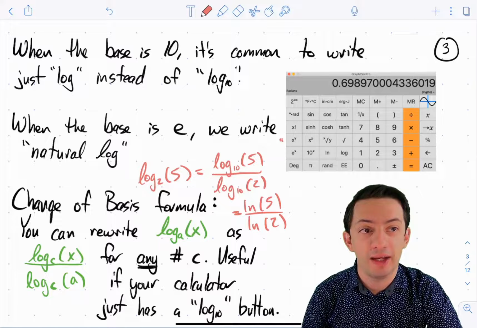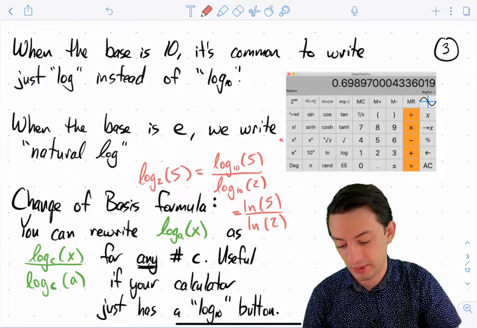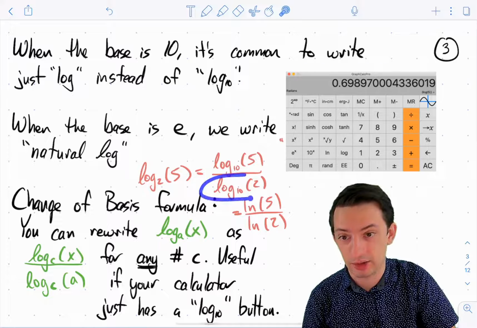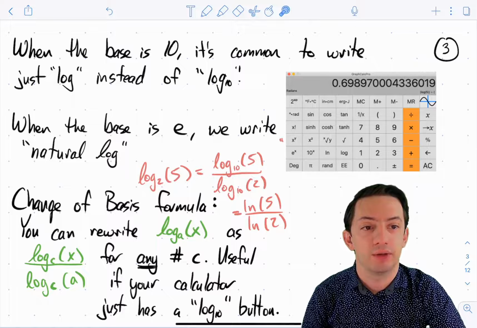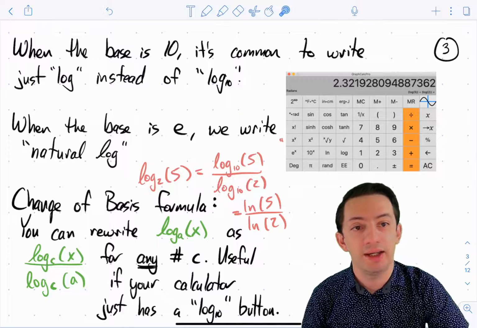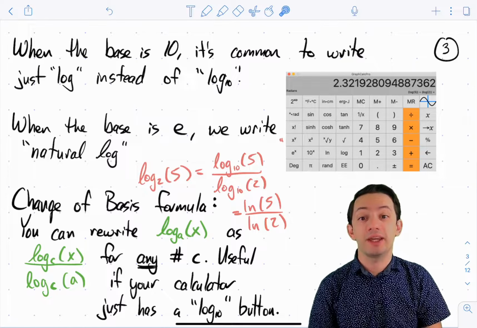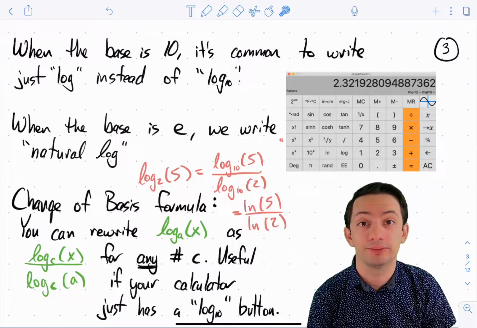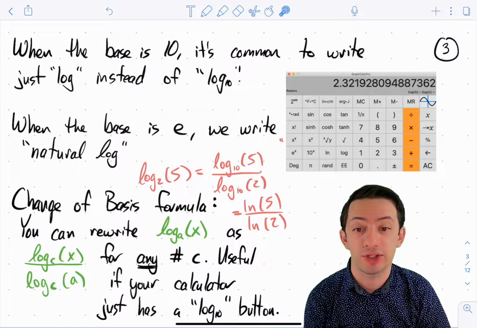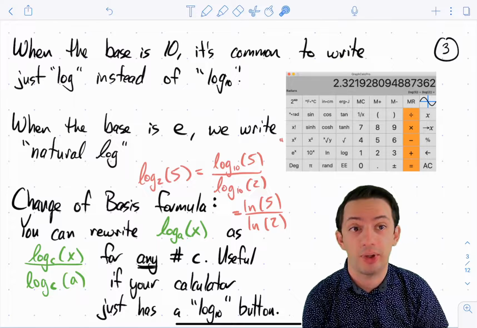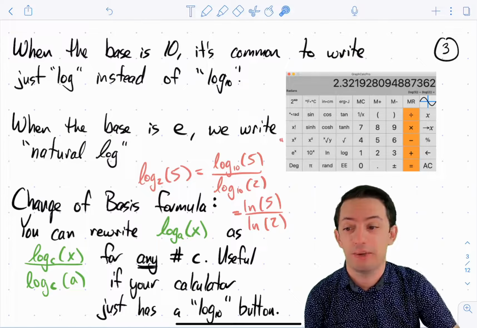Now we divide, because our change of basis formula says that we need to divide by this log base 10 of 2. Then I'm going to open the parentheses again. We say 2, and then we say the log of that. Close the parentheses, and equal. And we get that 2.32. And we could have done the same thing with the natural log button, which we have here just to the left of the log button, instead of the log button. Okay.